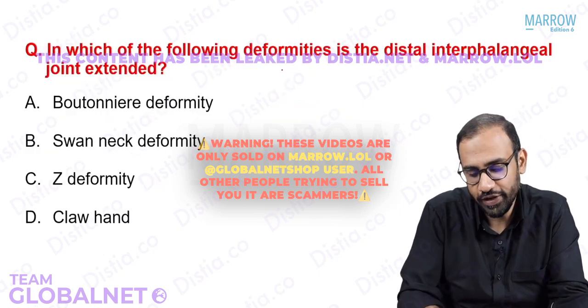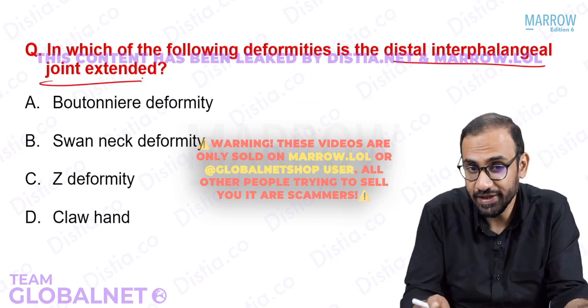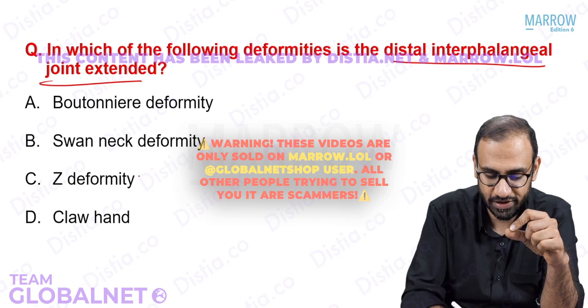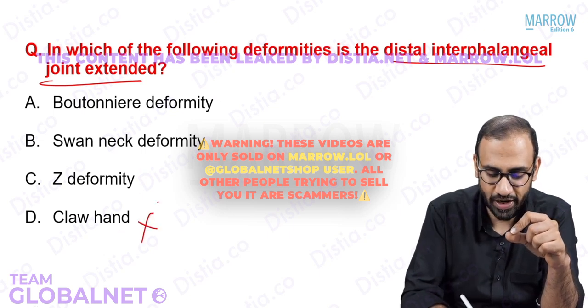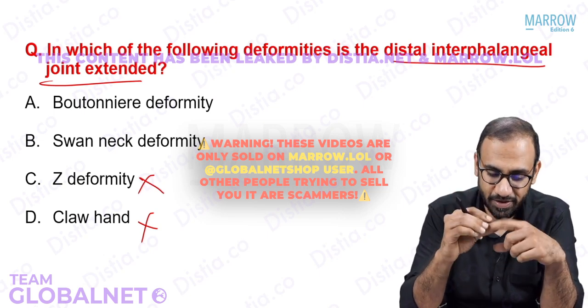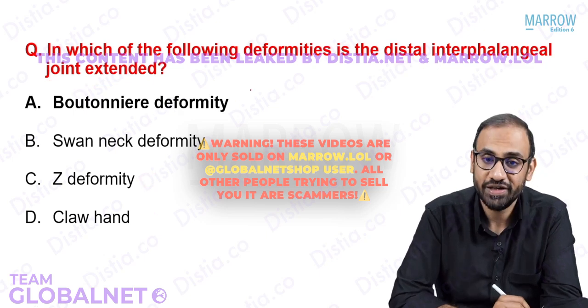In which of the following deformities is the distal interphalangeal joint extended? So DIP is extended in which condition? Is it Boutonniere deformity, swan neck, Z deformity, claw hand? Obviously not claw hand, obviously not Z deformity. Swan neck deformity is the flexion of the DIP and Boutonniere deformity is the extension of the DIP. So the answer here is Boutonniere deformity.